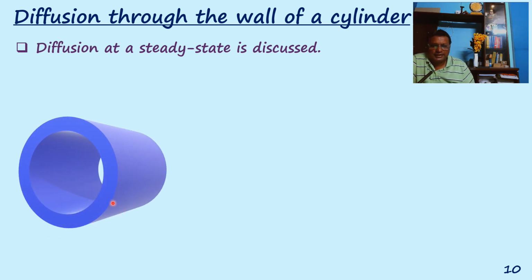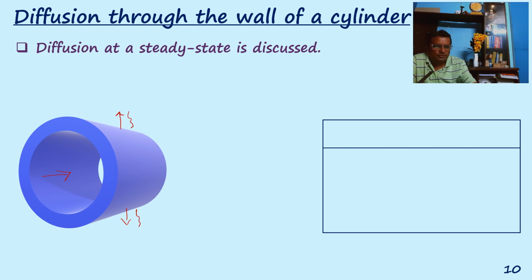So let us consider a cylinder like this. What you see is a section of a pipe, for example. So it is a cylinder. You have the inner diameter of the cylinder and then the outer diameter of the cylinder, and if something is flowing through it, then there are chances that it will be diffusing out through the surface. For this particular situation, we are going to get an equation for calculating the rate at which diffusion occurs through the wall of the cylinder.